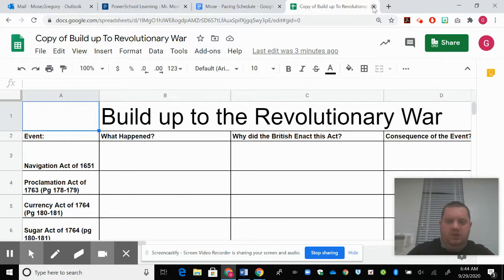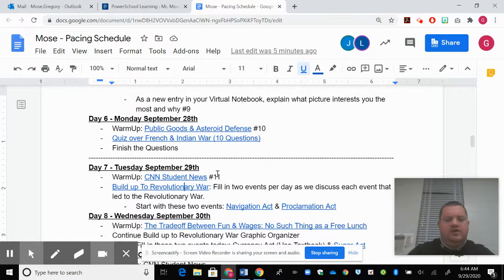Okay, so again, we have warm up today. It should be entry number 11 in your virtual notebook. Then we have the build up to the Revolutionary War. You should be working through these 2 different events, Navigation Act and Proclamation Act. Okay, please remember to stay up to date on this graphic organizer. If you fall behind, you're gonna have a lot of work to do to catch up.